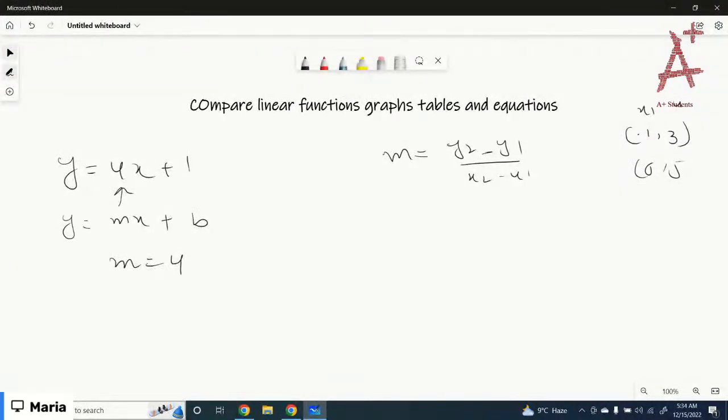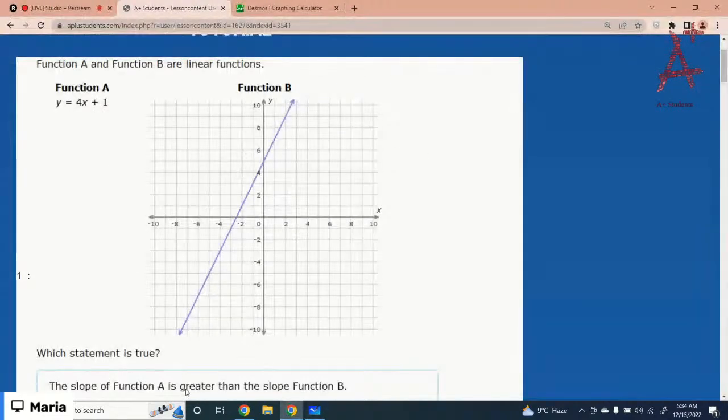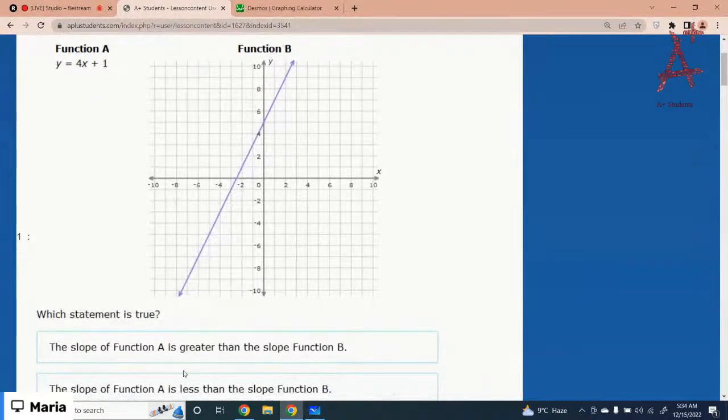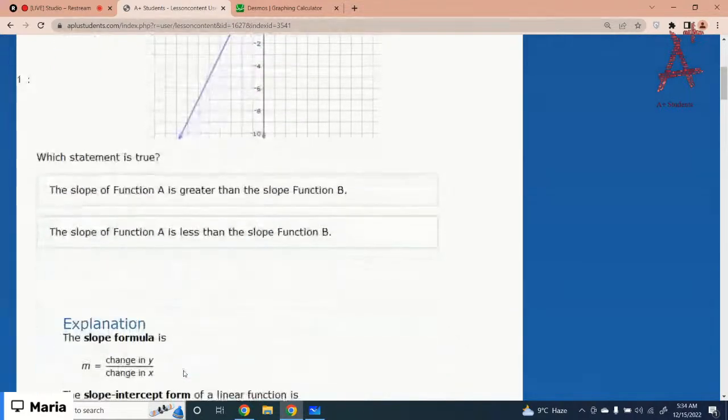Got it? This is x1, y1. This is x2, y2. So it would be y2 minus y1: 5 minus 3 divided by 0 minus negative 1. 5 minus 3 is 2, and the denominator is 1. It would be 2. So which option is the correct one? The slope of function A is greater than the slope of function B. Got it? So the first option is the correct one.